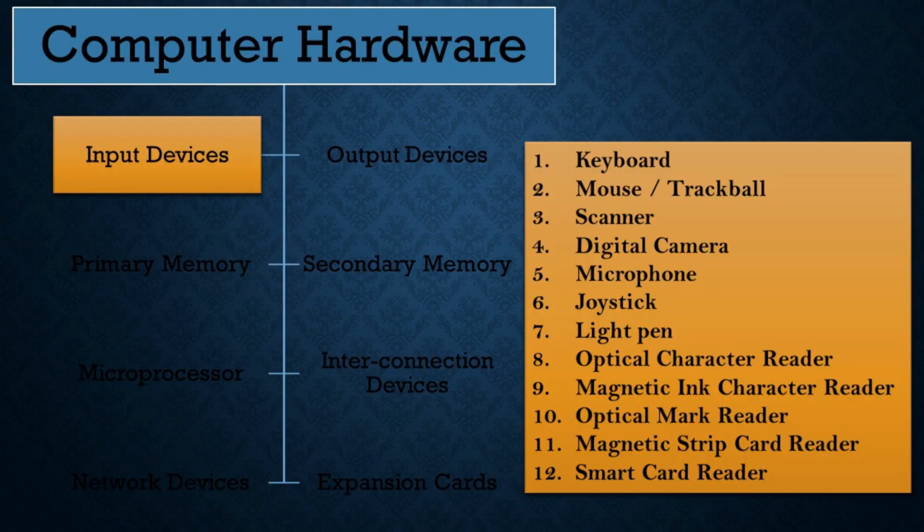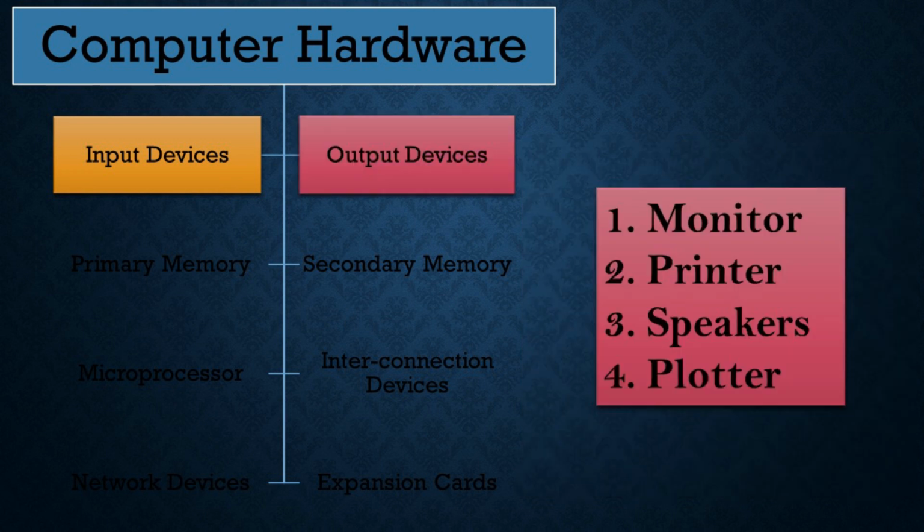Overview of the lecture. Input devices. The devices through which we enter our data are called input devices, like keyboard, mouse, trackball, scanner, digital camera, microphone, and so on. Output devices. The devices through which we get the result from the computer are called output devices, like monitor, printer, speakers, and so on.